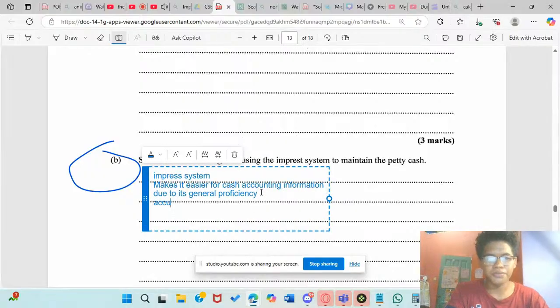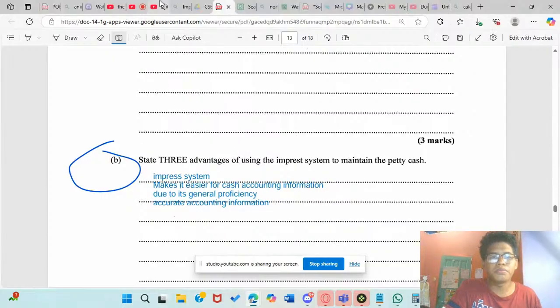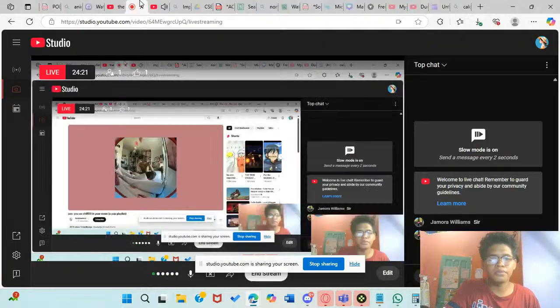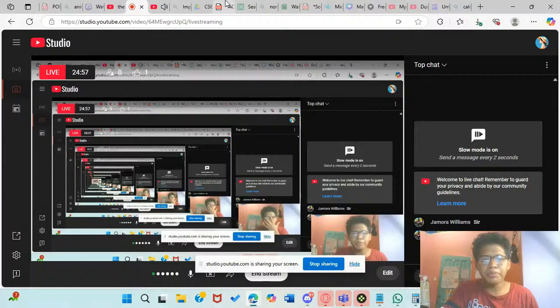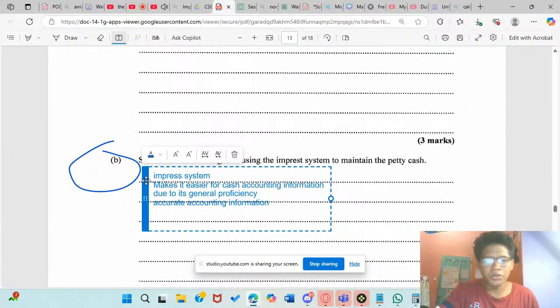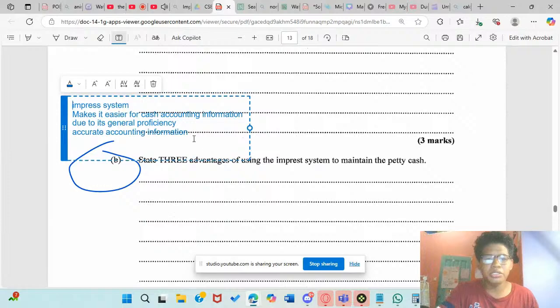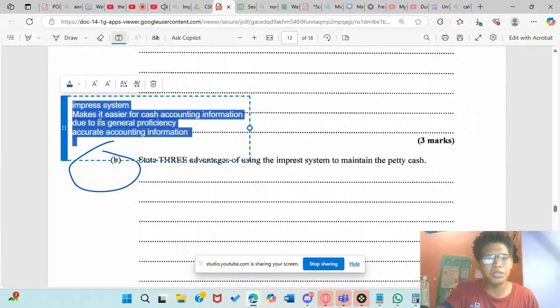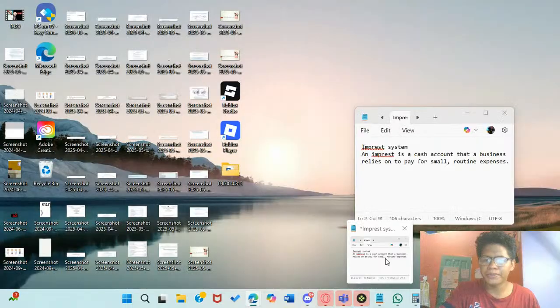Accurate account information. Back to the topic of accurate accounting information. Let me put this in a good position so you guys could see it properly in the notes. Copy that and put that right over here.